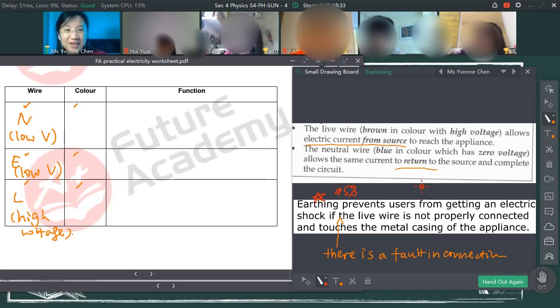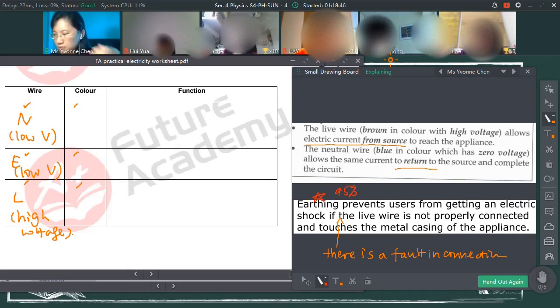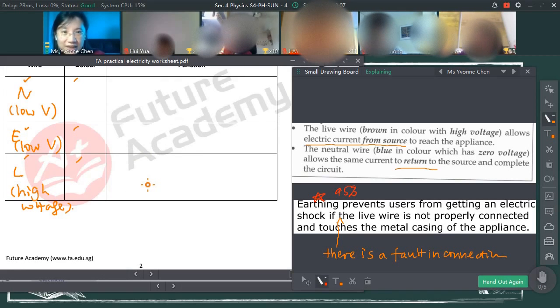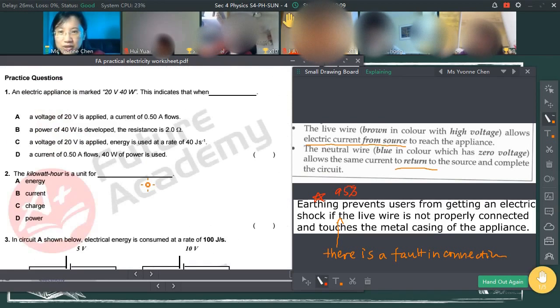Any questions so far? Now I believe we have spent quite a lot of time on practical electricity. You may want to do some questions, so you can try the MCQ questions first.